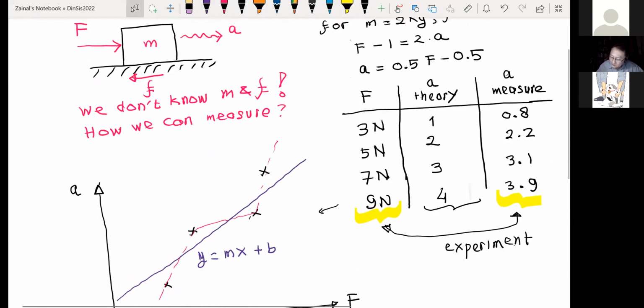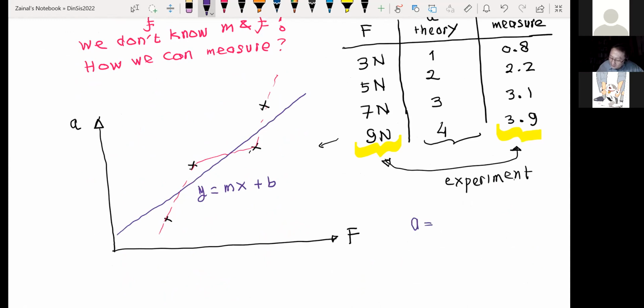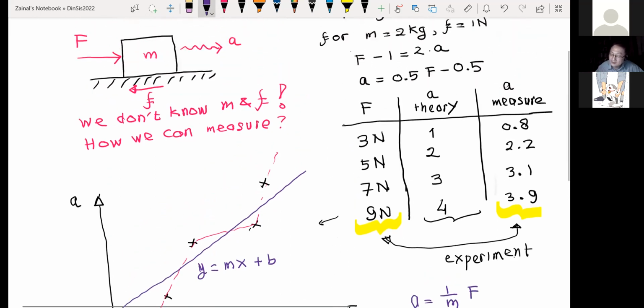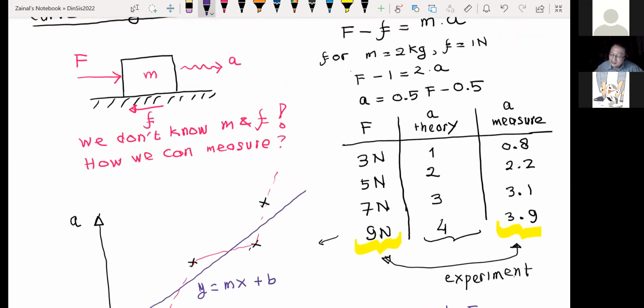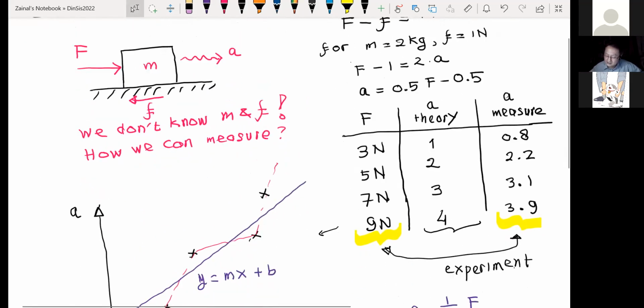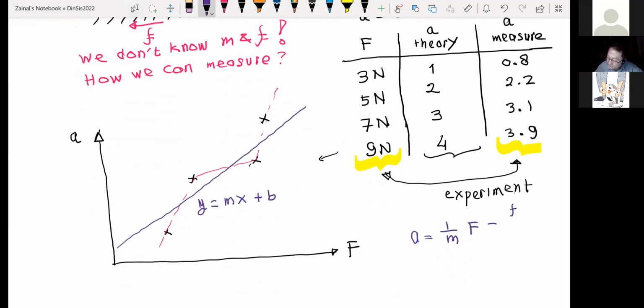In our case, if you derive from here, f a is equal to 1 over m f minus f divided by n. We can derive the curve fit of a linear equation, something like this one, right?